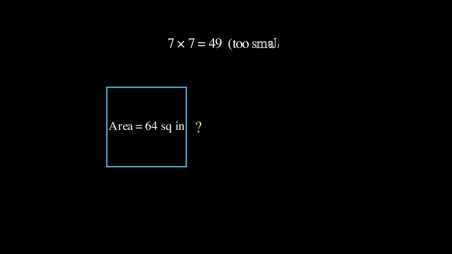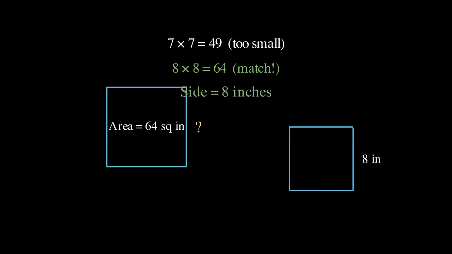Let's test some convenient whole numbers. 7 times 7 is 49, too small. 8 times 8 is 64, that matches exactly. So each side of the chessboard is 8 inches long.